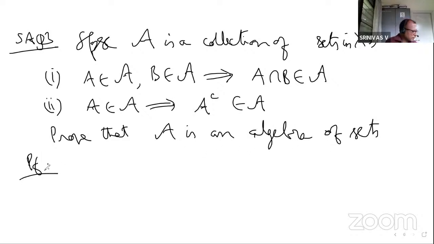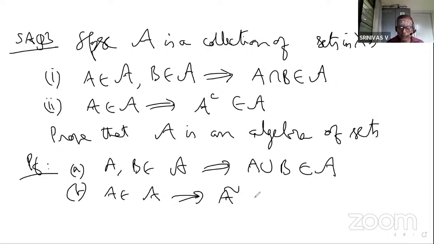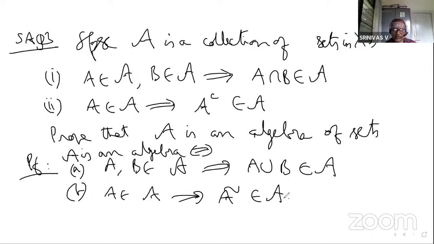Okay. What is an algebra? Algebra means it must have these properties. It must be closed under unions. A, B belongs to script A means A union B belongs to script A. This is one property for algebra. And the second property is, A belongs to script A implies A complement belongs to script A. So, for script A to be an algebra, it must be satisfying these two properties. Script A is an algebra, for now, if these two properties are true.